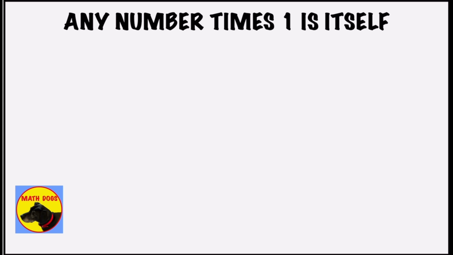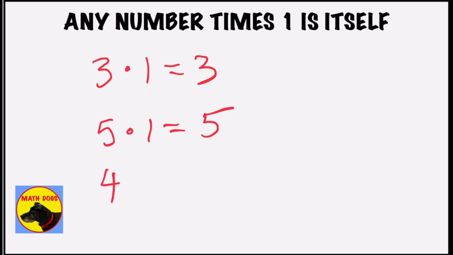Any number times 1 is itself, which is pretty easy. If we just have 3 times 1, we know that's 3. If we have 5 times 1, we know that's 5. If we have 42 times 1, that sure is 42. Most people don't have any trouble with that. And again, that's learned at a very young age, either in the early days of school or even at home.